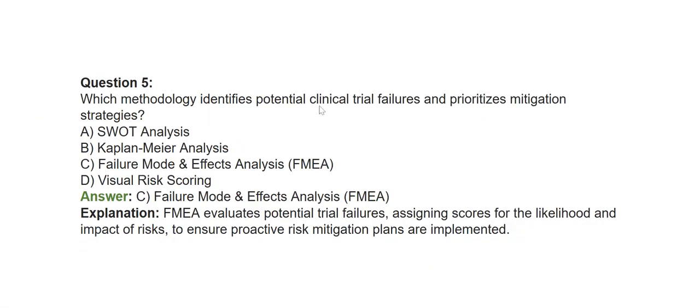Question 5: which methodology identifies potential clinical trial failures and prioritizes mitigation strategies? Is it A, SWOT analysis; B, Kaplan-Meier analysis; C, failure mode and effects analysis (FMEA); or D, visual risk scoring? So it is about trial failures and prioritizing mitigation strategies. So it is C, failure mode and effects analysis. FMEA evaluates potential trial failures, assigning scores for the likelihood and impact of risks to ensure proactive risk mitigation plans are implemented.